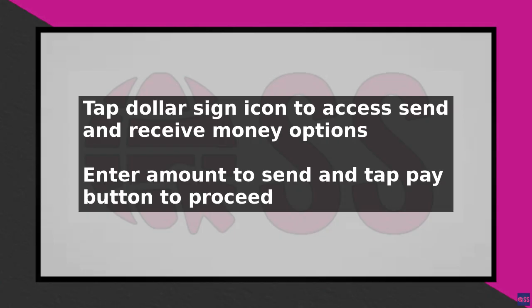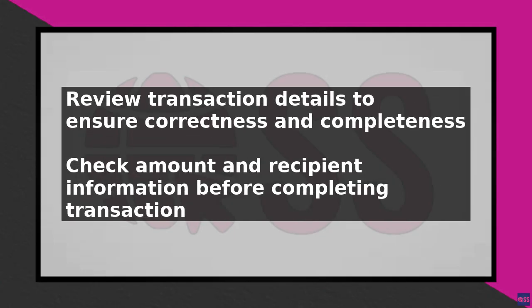Check the amount, the recipient's information, and the funding source you are using to send the money. If everything is correct, tap the Pay button to complete the transaction. The money will be instantly transferred from your Cash App account to the recipient's account, and they will receive a notification about the transaction.